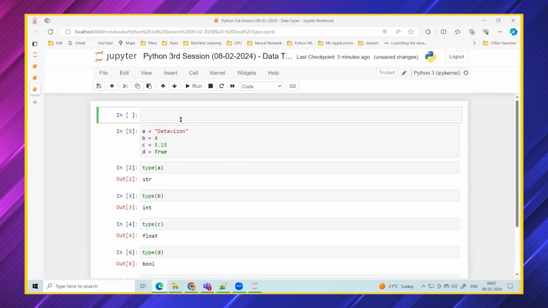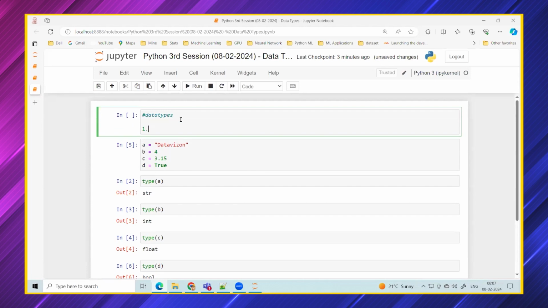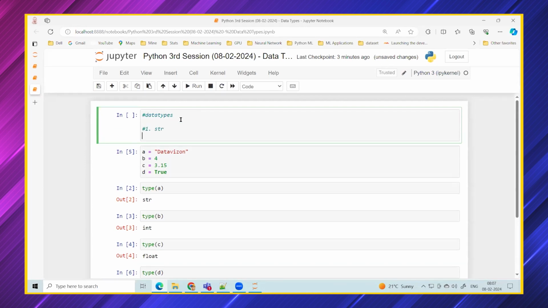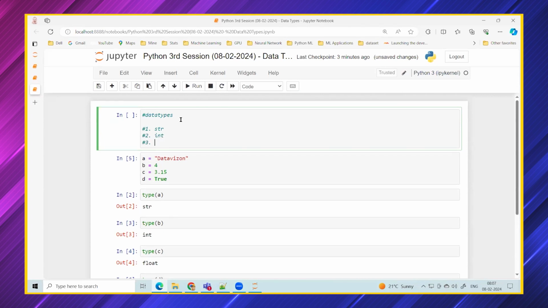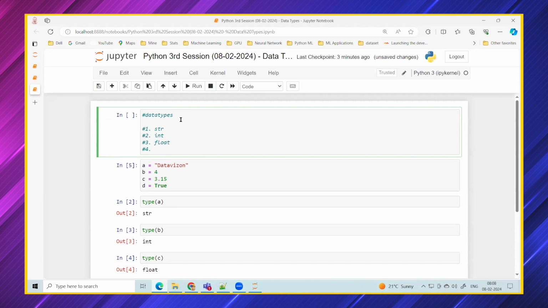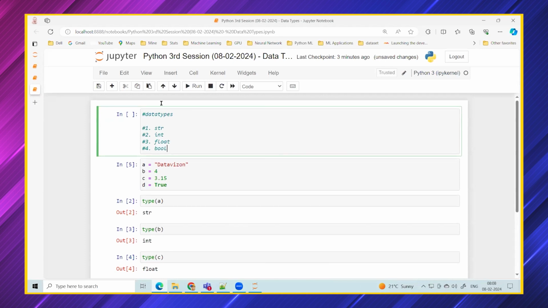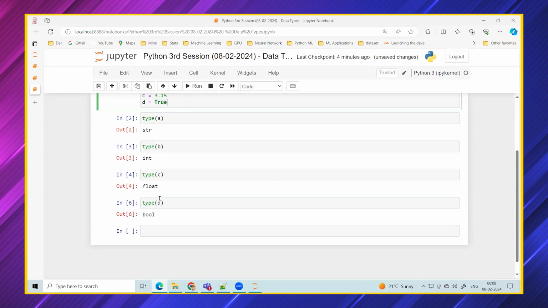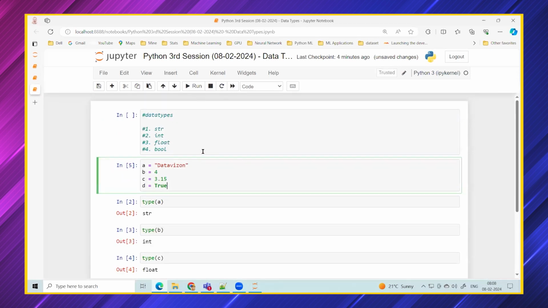Okay, now let's go and write some notes. Data types. The first data type is str. The second data type is int. The third data type is float. Fourth one is actually called bool. Bool basically means you are giving true or false, so it's a boolean expression. Okay, now all these are the data types. Now is this the only data type? Definitely no. We are going to learn a few more that come under advanced data types. But for the time being, let's start figuring it out one by one.